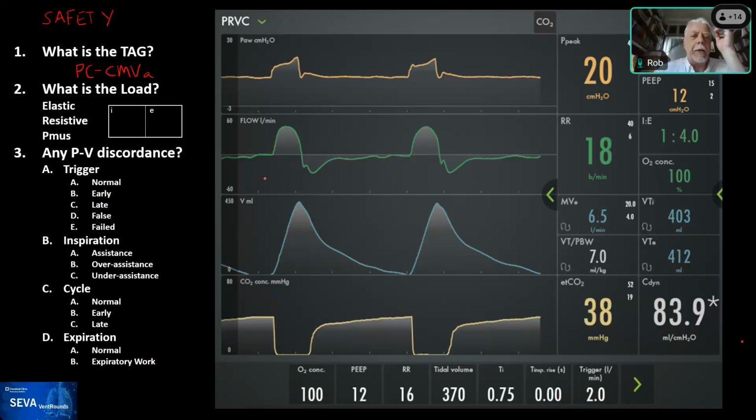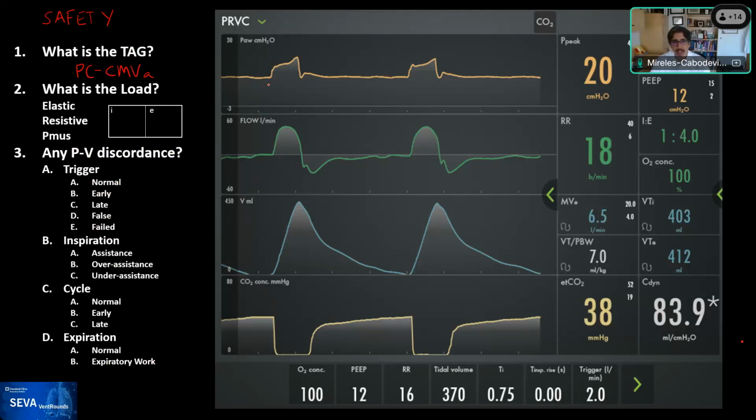You said triggered by the ventilator. You meant triggered by the patient. Yes, these are not triggered by the patient. These are triggered by the ventilator. So these are mandatory breaths. You don't have any of those markers. So just by being triggered by the ventilator, immediately they become mandatory breaths.